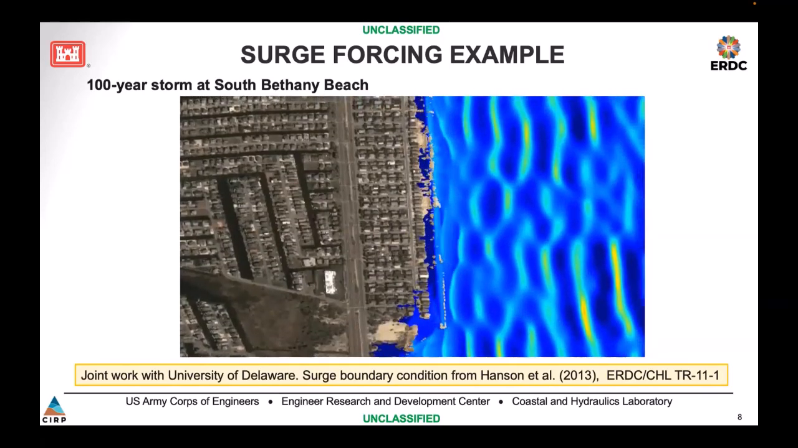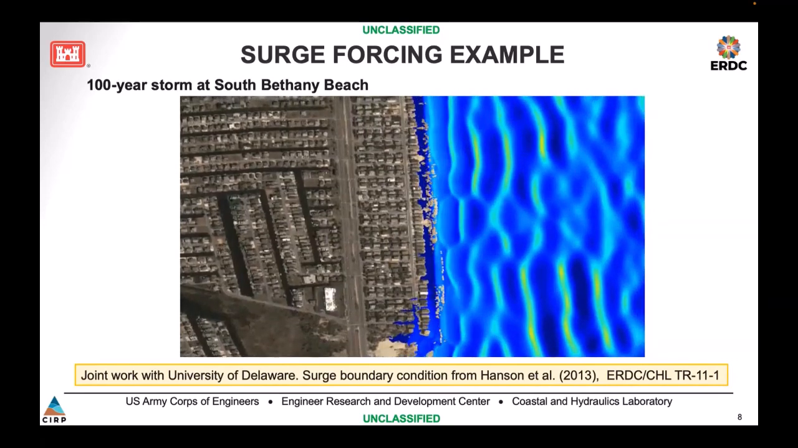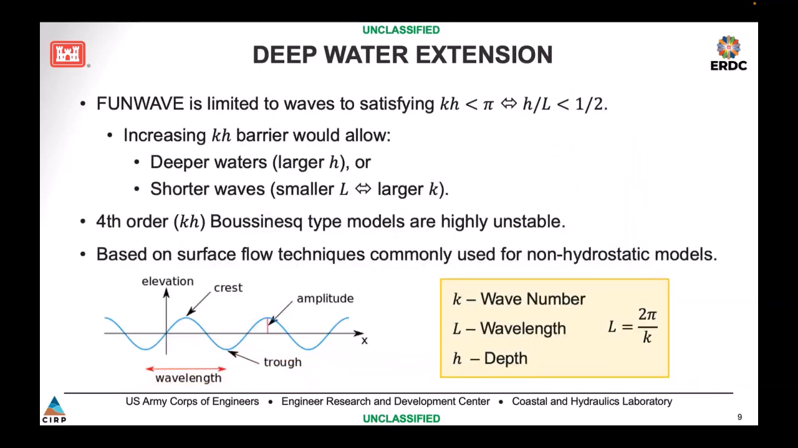I'll move on to a bit of discussion of the deep water module extension. As I mentioned before, Funwave is limited to satisfying the KH less than pi limit, or alternatively, H over L less than a half. While we call this the deep water module, increasing this KH barrier will technically allow deeper waters. So for a fixed K, we can have larger H, or shorter waves. For a fixed H, smaller L or larger K.